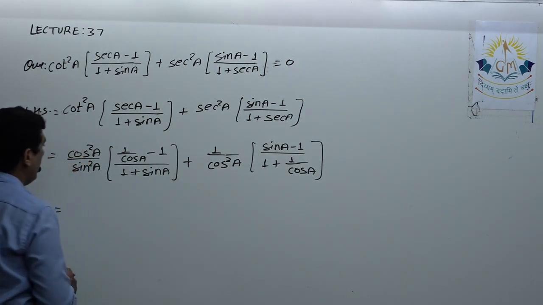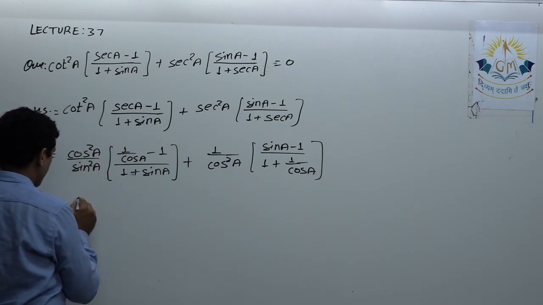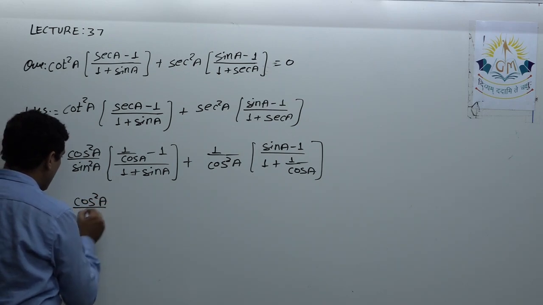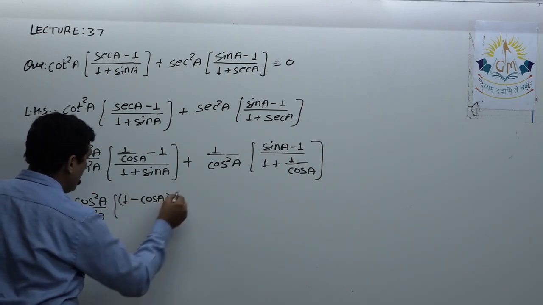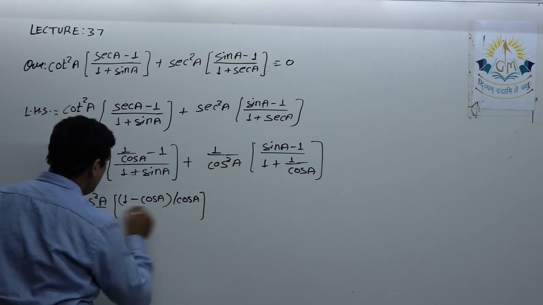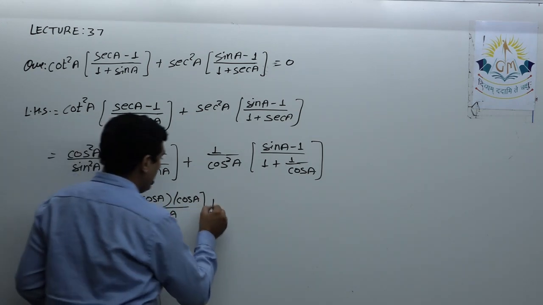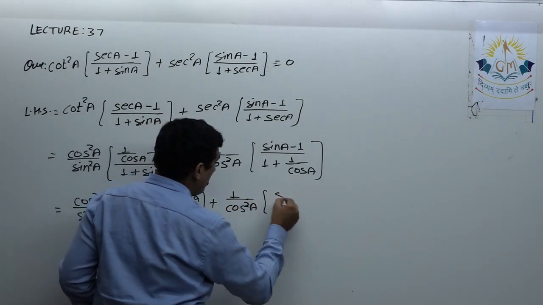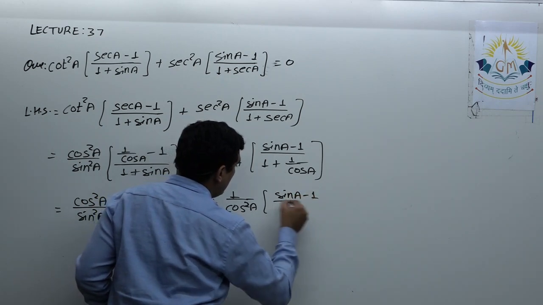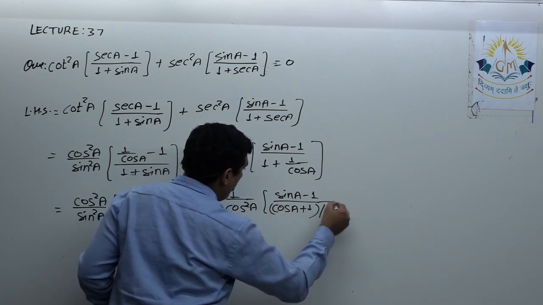So now let us see how to simplify this further. See, here it is cos square A upon sine square A. Over here I can write 1 minus cos A upon cos A divided by 1 plus sine A. Over here it will become 1 upon cos square A, sine A minus 1 upon cos A plus 1 upon cos A.